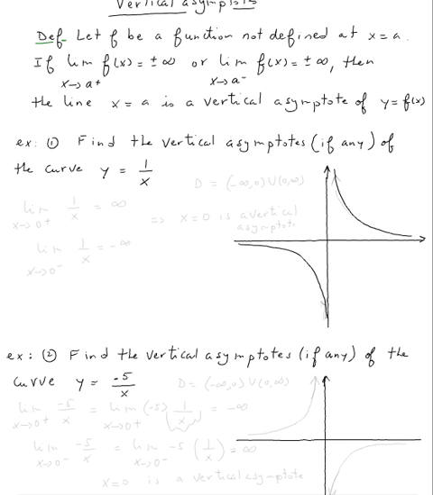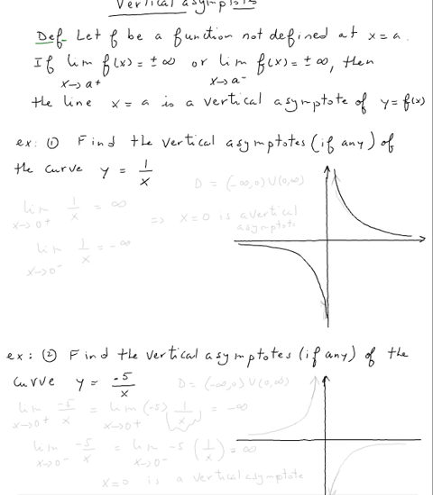If the limit of f of x as x approaches a from the right side is either negative or positive infinity, or the limit of f of x as x approaches a from the left side is either negative or positive infinity, then we say x equal a is a vertical asymptote for y equal f of x.